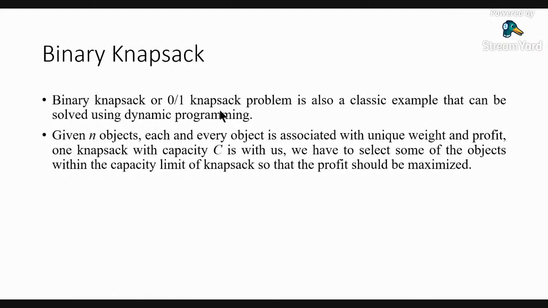So the binary knapsack or 0-1 knapsack problem is also a classic example that can be solved using dynamic programming. The problem statement is this: given n objects, each object is associated with a unique weight and profit, and one knapsack capacity is given. A knapsack is nothing but a bag. The capacity of this bag is C. Then what we have to do? We have to select some of the objects within the capacity limit of the knapsack so that the profit is maximized. But what is the restriction? Either xi should be 1 or xi should be 0. It cannot be something between 0 and 1.